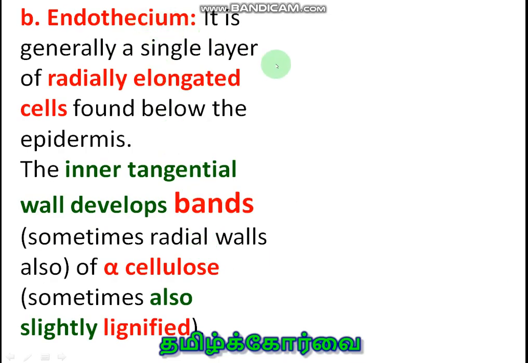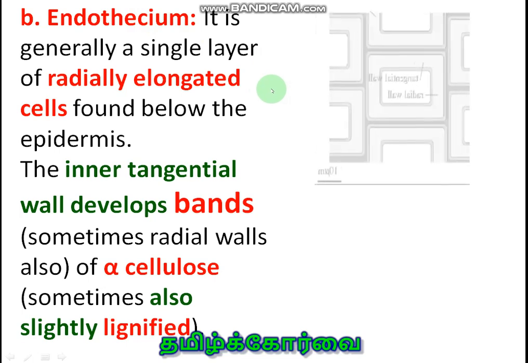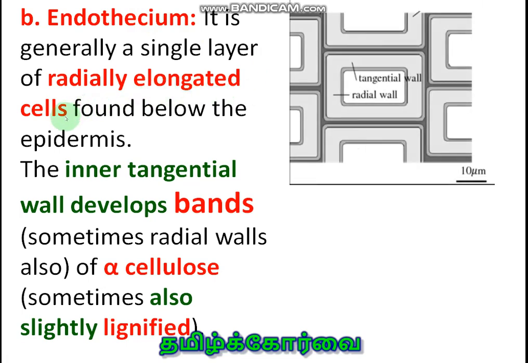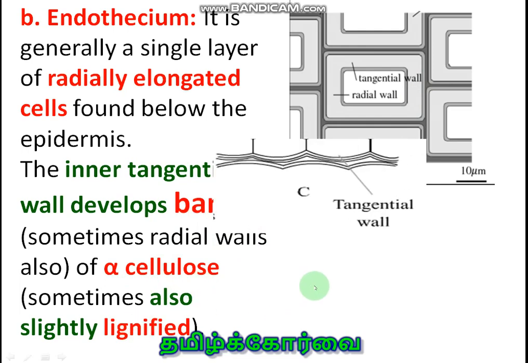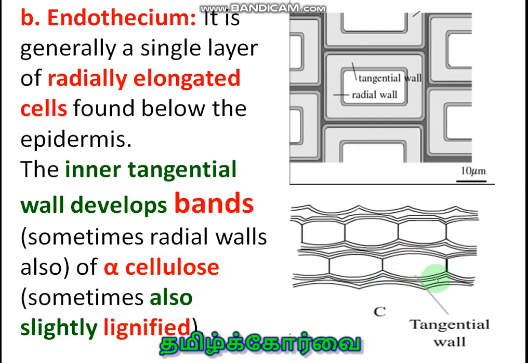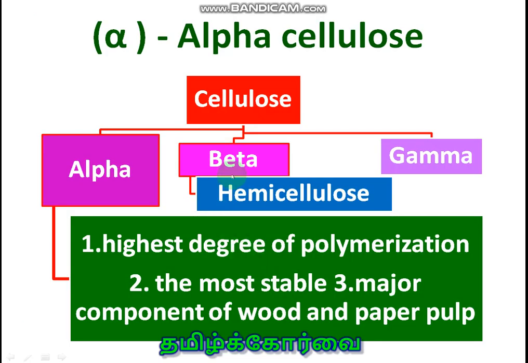Then endothecium. It is generally a single layer of radially elongating cells found below the epidermis. The inner tangential wall develops bands, as well as the radial wall develops bands with the help of alpha cellulose and also the lignin. So this is the tangential wall picture, and this is the radial wall.